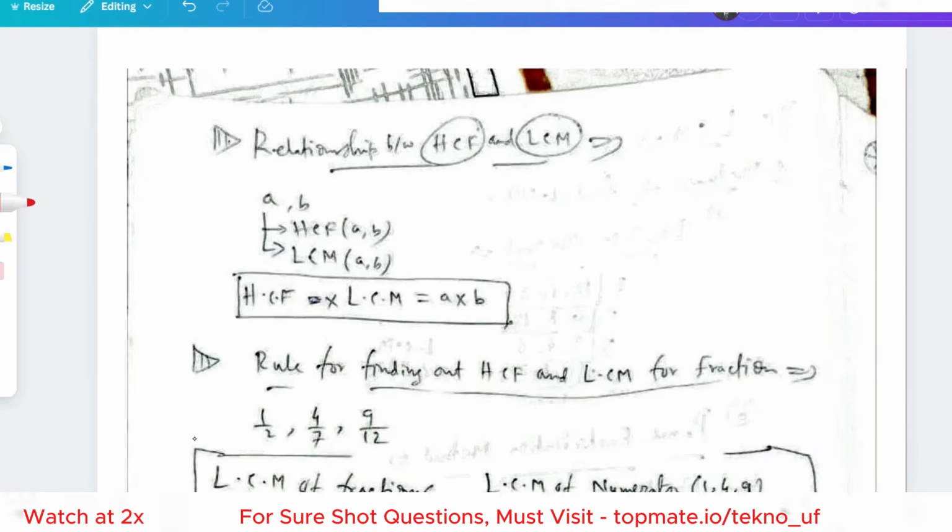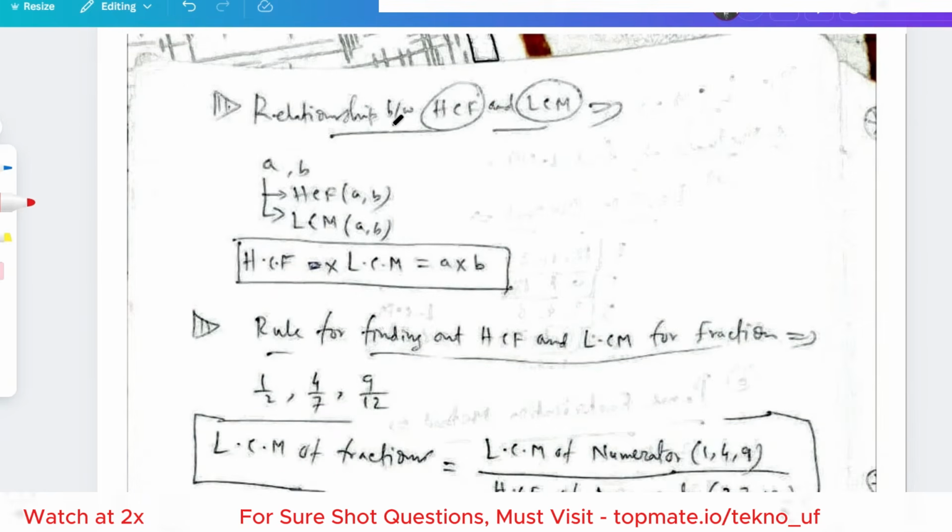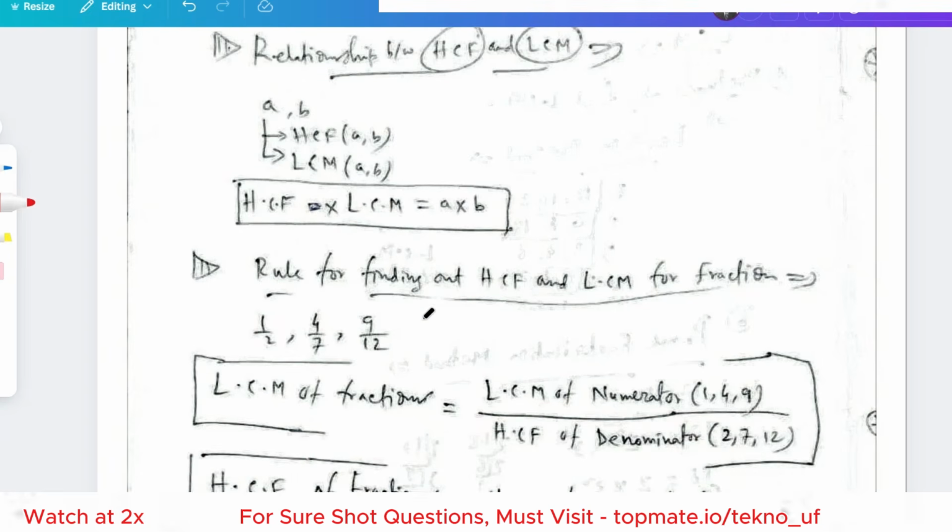Let me go with some important information, that is the relationship between HCF and LCM. Obviously you know that A into B is equal to HCF into LCM. Just remember this, it will be very helpful in the upcoming sessions, in the upcoming exams, everywhere.